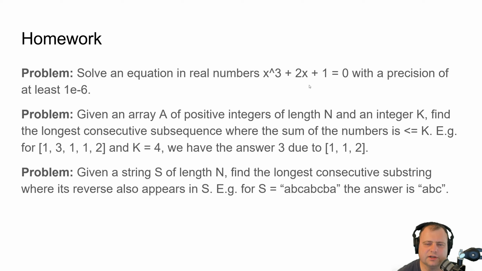Why can we use a binary search? When we compute the derivative, it's going to be 3x squared plus 2. So it's always positive, so the function is monotonically increasing. In this case, we can just start with L equals -1, R equals 0, and do binary search until R minus L becomes less than 10 to the power of -6. That's going to give us the answer.